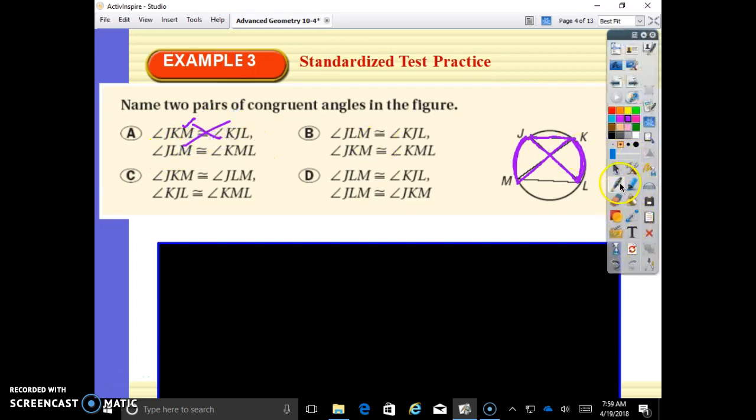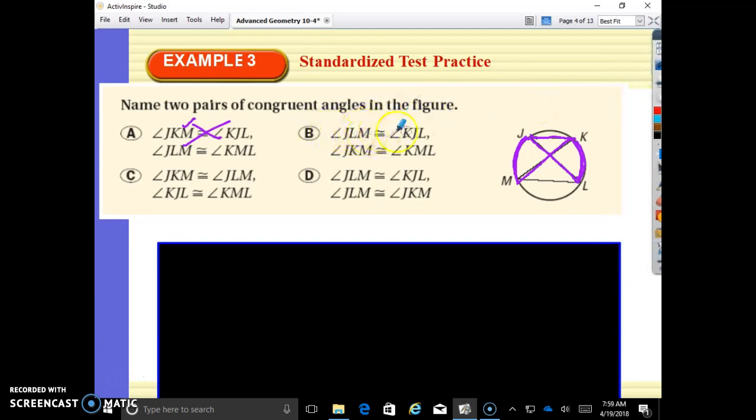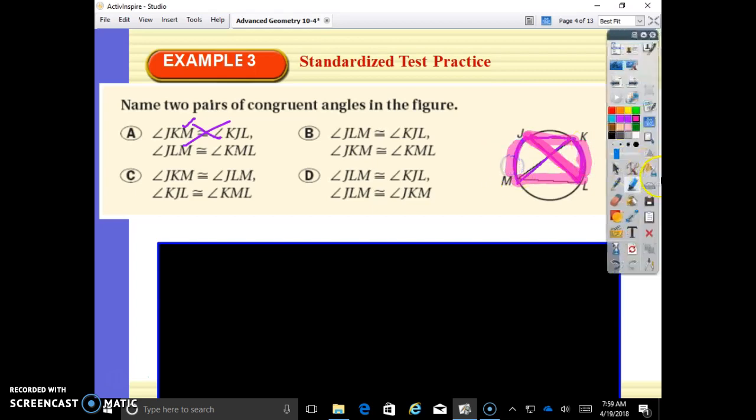Let's look at the next one. So how about JLM and KLJ, or sorry, KJL? We're talking about this arc and this arc. We don't know. So this one we have no idea.